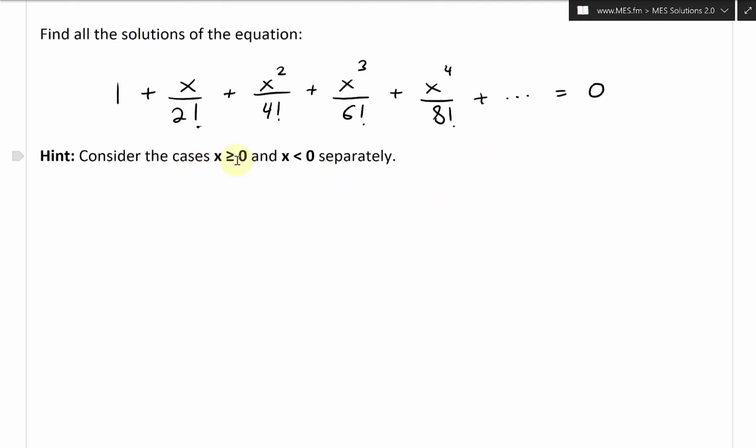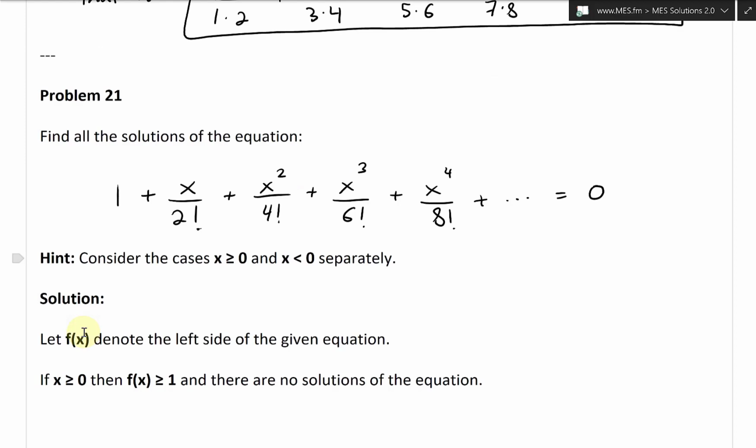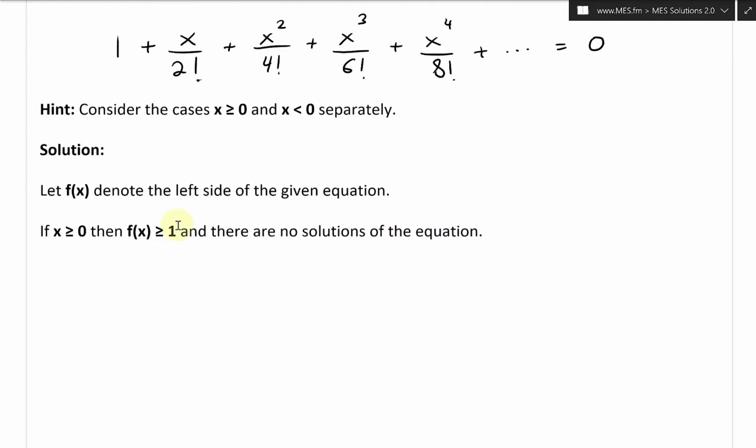And we're given a hint. Consider the cases x is greater than 0 and x is less than 0 separately. Alright, so let's dive into the solution. Using the hint, let f of x denote the left side of the equation. So this whole thing is f of x of the given equation.